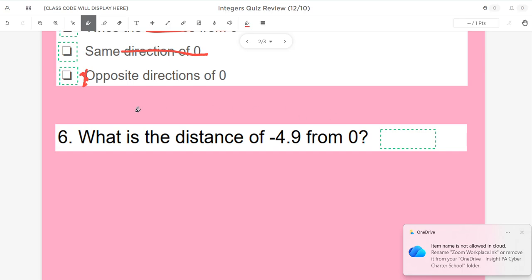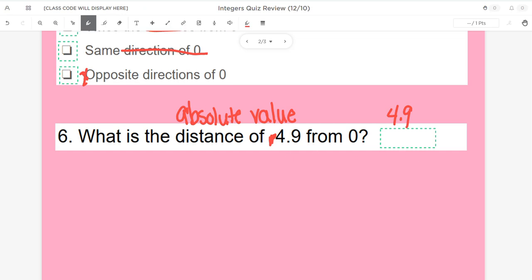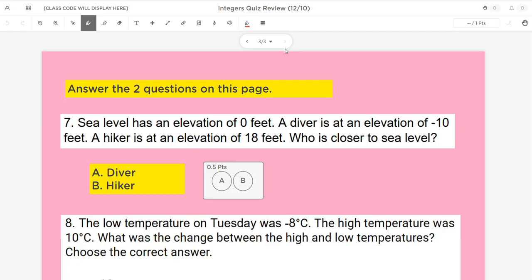What is the distance? And that's really just saying what's the absolute value. And with the absolute value, you never really use the negative symbol, because you're just seeing what's the distance from 0. It's not saying what is the number. So if it's a negative number, you just take out the negative and it's just 4.9. If it's a positive number, you just leave it and it'd be 4.9. So that's how that works. The distance from 0. Okay, and then 3.